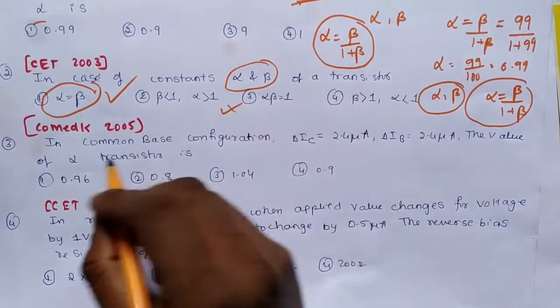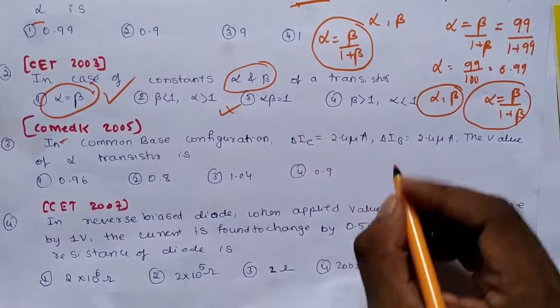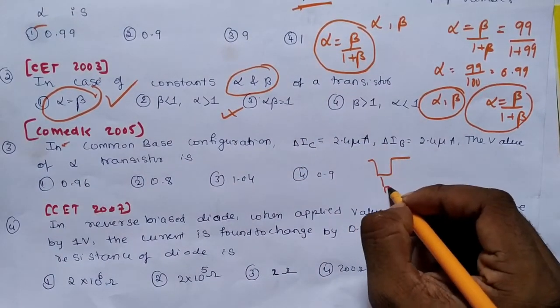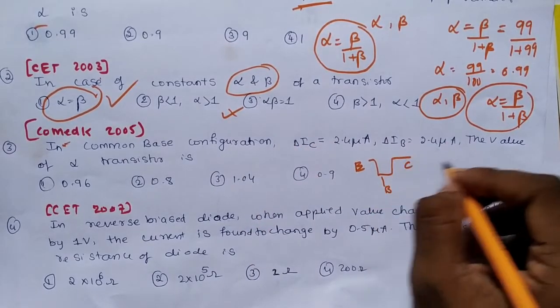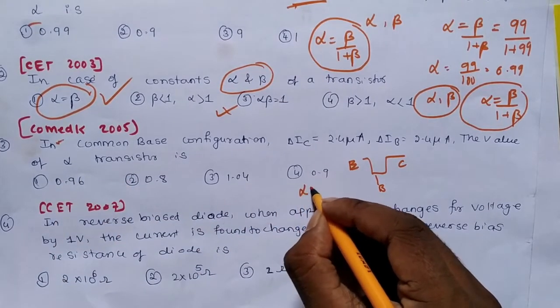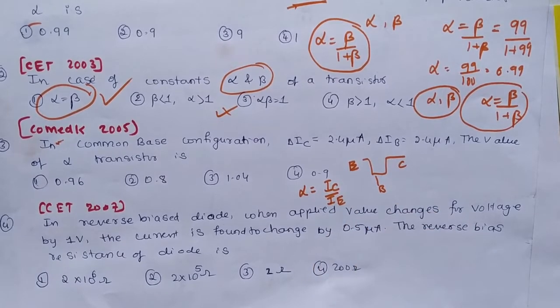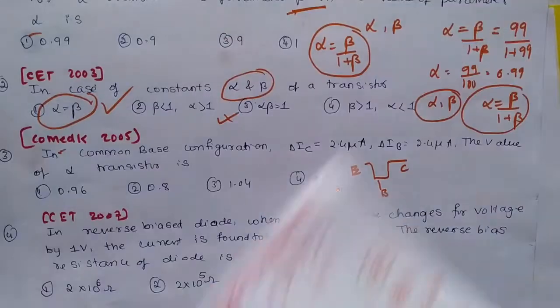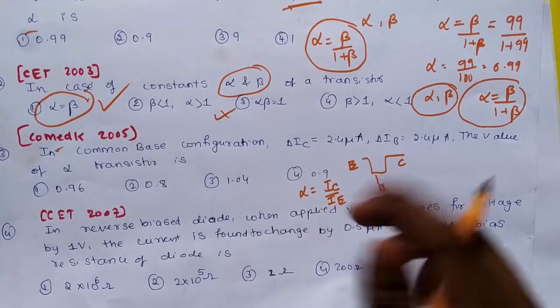Don't get confused here. In COMEDK 2005, in common base configuration, common base transistor means, as I have told you, base comes here, collector here, emitter here. Delta IC and delta IB are given, and we need the value of alpha. Alpha means what? Alpha means IC by IE. I have to calculate that. For that, they have given IC and IB. I have to calculate IE.